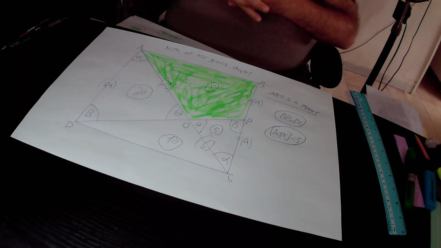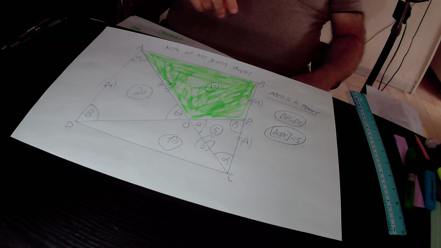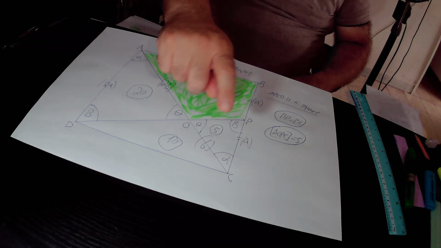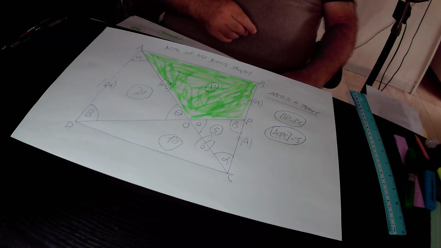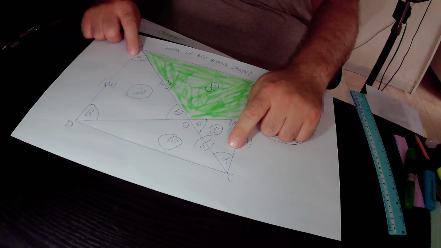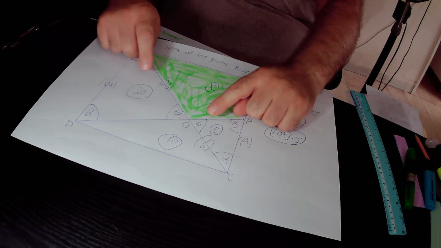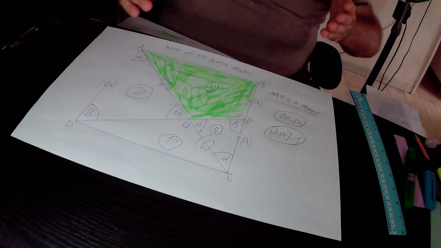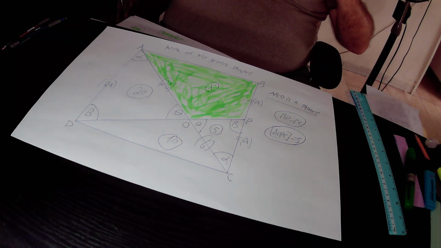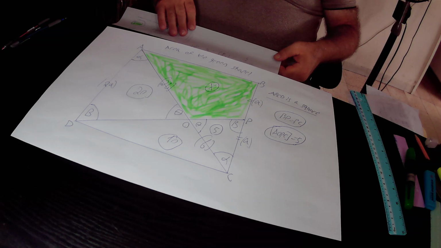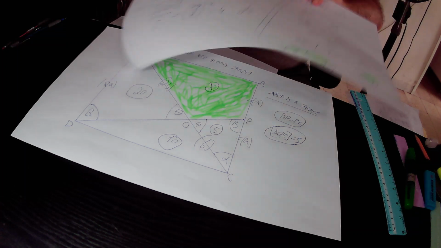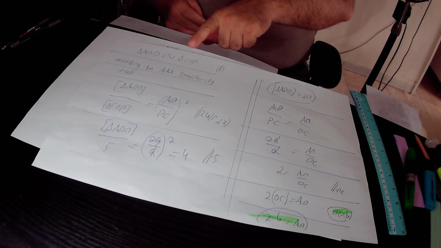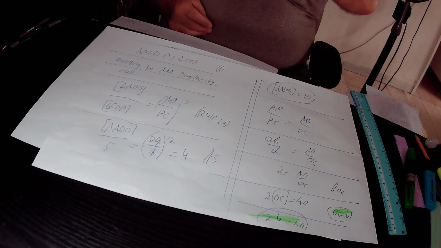Okay, so in total, we have found out that the big triangle AOD is similar to the small triangle POC according to angle similarity rule. In both triangles we have alpha, in both triangles we have angle theta, and in both triangles we have angle beta. Therefore, those two triangles are similar to each other according to angle similarity rule. Repeat again: the big triangle AOD is similar to the small triangle COP according to angle similarity rule.